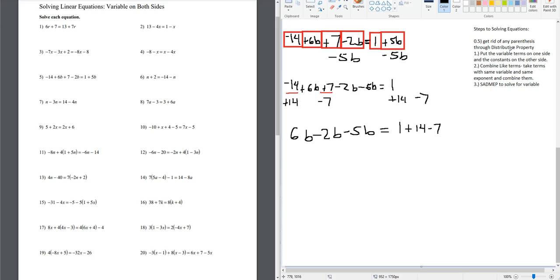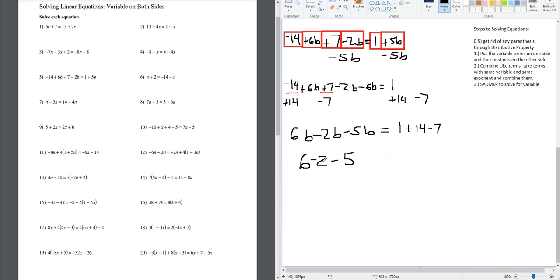So now that I've put all my variable terms on one side and the constants on the other side, I now move to step 2. My step 2 is to combine like terms. These are all like terms because they all have the same variable b, and they are all to the exponent of 1. So I do 6 minus 2b. So again, we're just going to take the front parts, the coefficients. It's going to be 6 minus 2 minus 5.